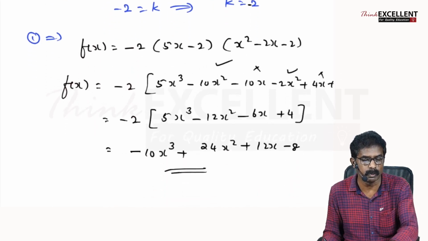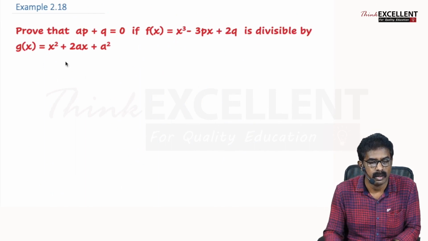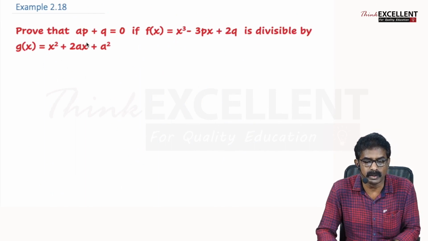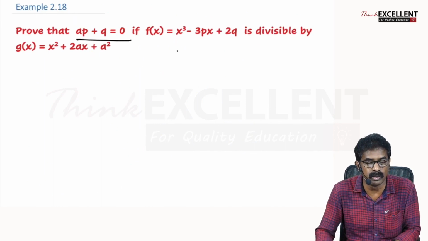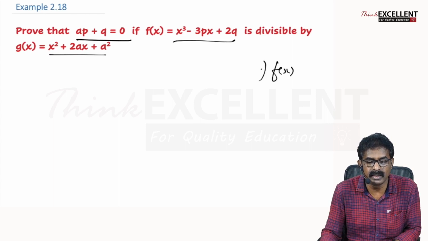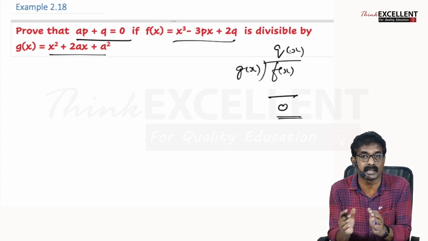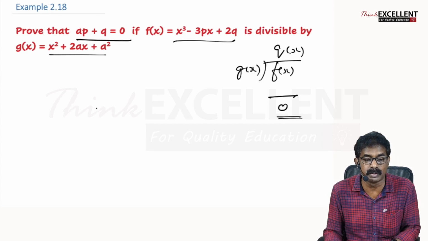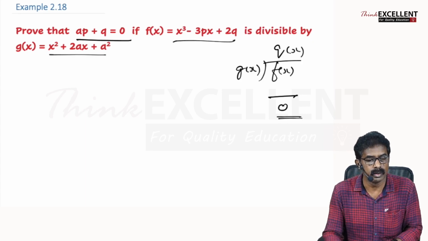It's a very important question, so practice well. Now we go for another question. Listen. Prove that a plus q equal to 0 if f of x is divisible by g of x. f of x is divisible by g of x. Divisible means the remainder will be 0. You will get some quotient, right? It is exactly divisible, so the remainder must be 0. So that concept you can use here, and let us see what you get here. So now what can you say?